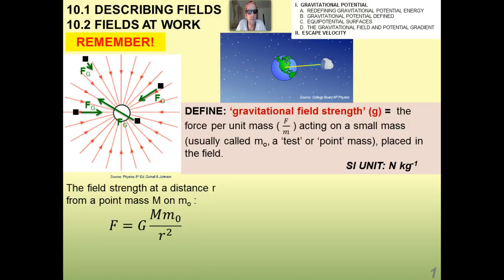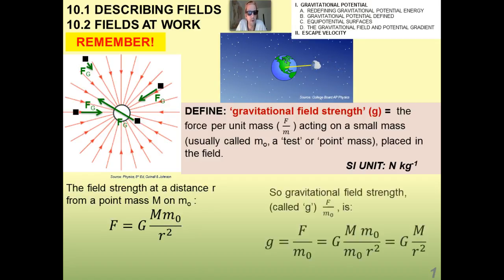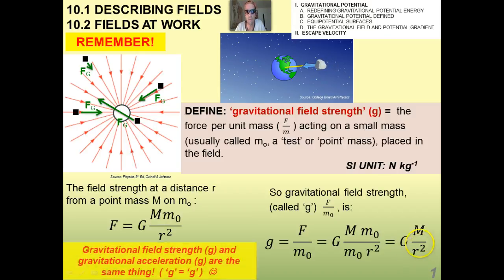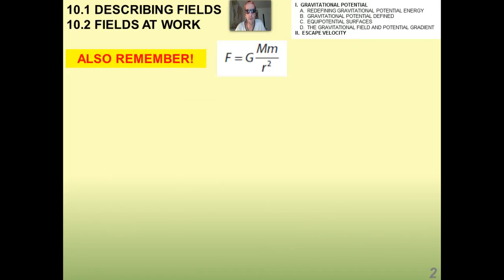The field strength at a distance r from a point mass m on m naught was given by Newton's law of universal gravitation. What we did was we divided that by m naught, and we got this very nifty expression for little g being big G times the mass of the Earth divided by the distance away from it squared. R is not necessarily the radius, it is a distance, all right? And we saw that the gravitational field strength and the gravitational acceleration are indeed the same thing, and that was one of those aha, awesome, wow moments in physics, okay?